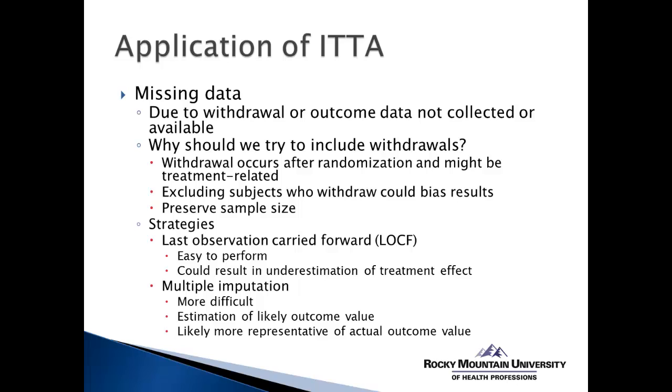Another possibility is multiple imputation. Now this is a more difficult way to replace missing data. And in a nutshell, what happens here is we create these regression equations that then estimate what the likely outcome would have been if the person would have continued in the treatment and wouldn't have dropped out. So it develops an estimation of that likely outcome value.